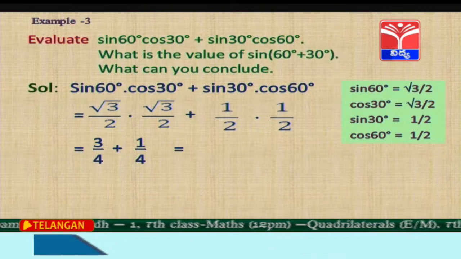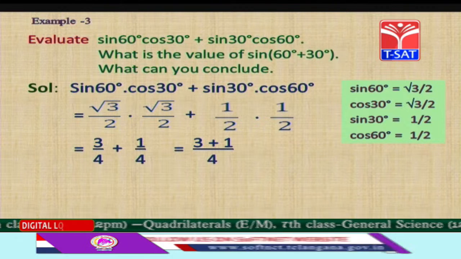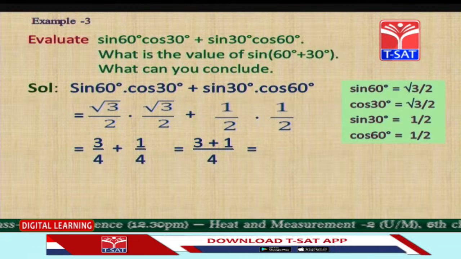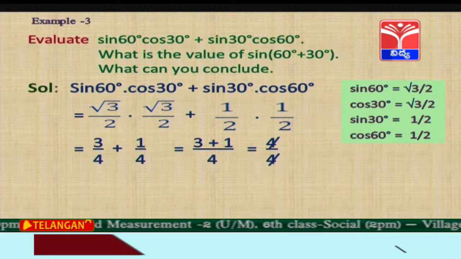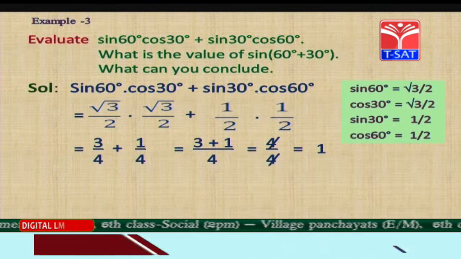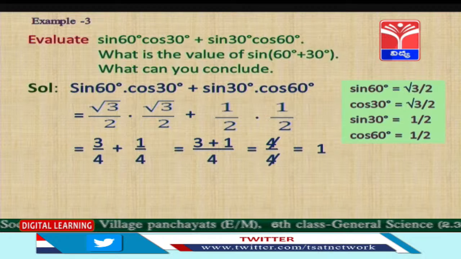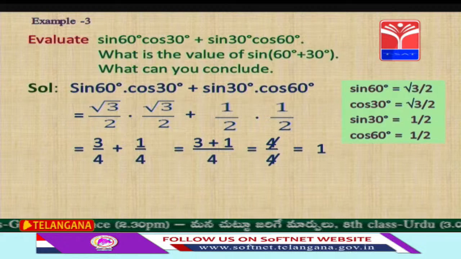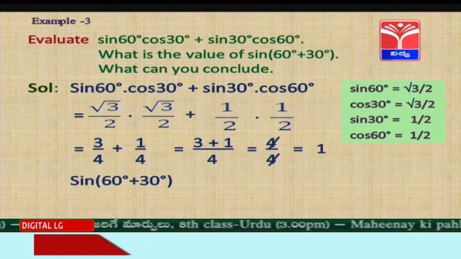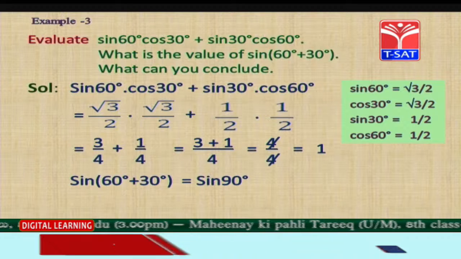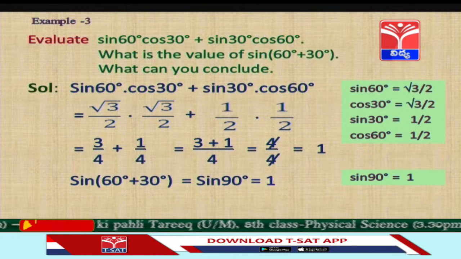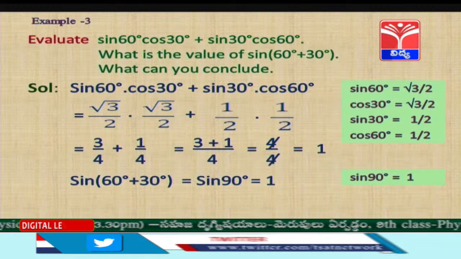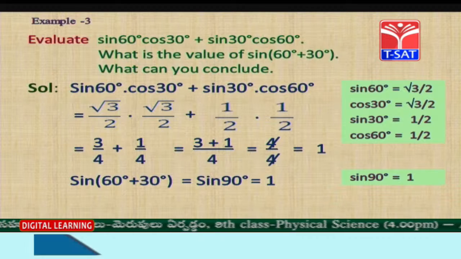If you go for the LCM and add them, what will you get? The LCM is 4, the numerator becomes 3 plus 1, that is called how much here? 4 by 4, which is called how much here? 1 is the answer for you. This is sin 60 degrees into cos 30 degrees plus sin 30 degrees into cos 60 degrees. Now, let us see what is the value of sin of 60 degrees plus 30 degrees. Sin 60 plus 30 is equal to how much? I can write it as sin 90 degrees, whereas sin 90 degrees is how much? 1. So, with this you are able to see that the answer you got in the previous case and the answer you got now are both the same.